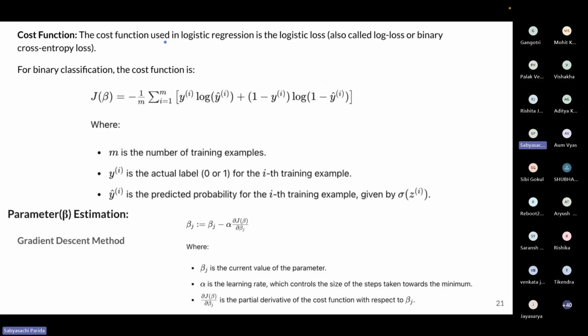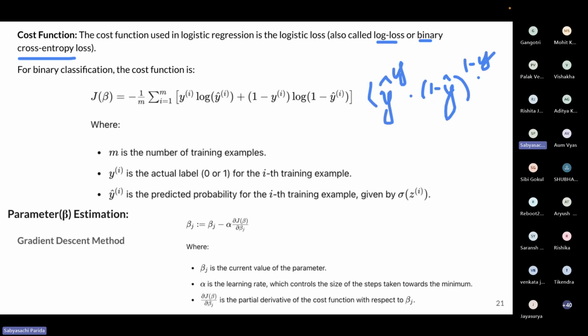So what should be the cost function of the logistic regression? The cost function of a logistic regression is called the log loss or the binary cross entropy. In other words, this is what I'm trying to minimize. Suppose y is the actual value and y cap is the predicted value. I can write this as y cap to the power y, into 1 minus y cap to the power 1 minus y, where y is the actual value and y cap is my predicted value.